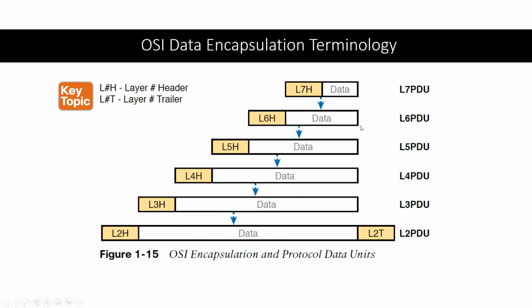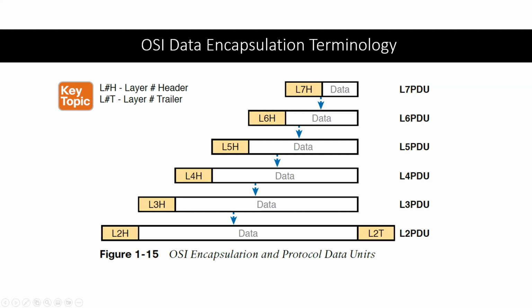OSI data encapsulation terminology. PDU, what does that stand for? Protocol data units. So at each layer, there's a protocol that's used, and just to keep it general, they're going to call it protocol, and there's data units within it. Does that make sense? So this infographic, based off the OSI model, shows layer 7 PDUs, layer 6 PDUs, layer 5 PDUs, and so on.